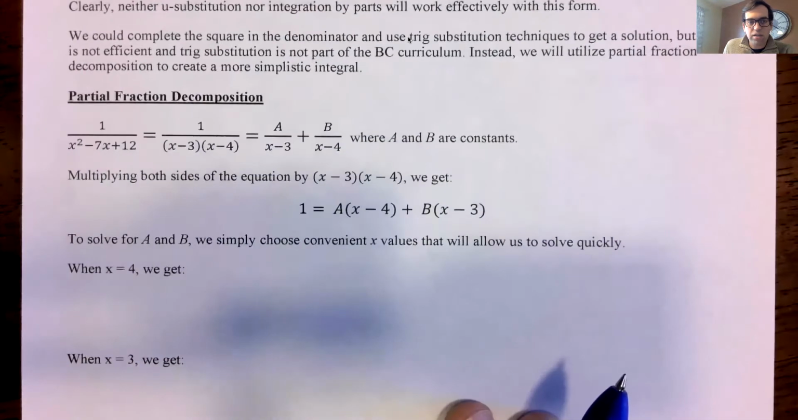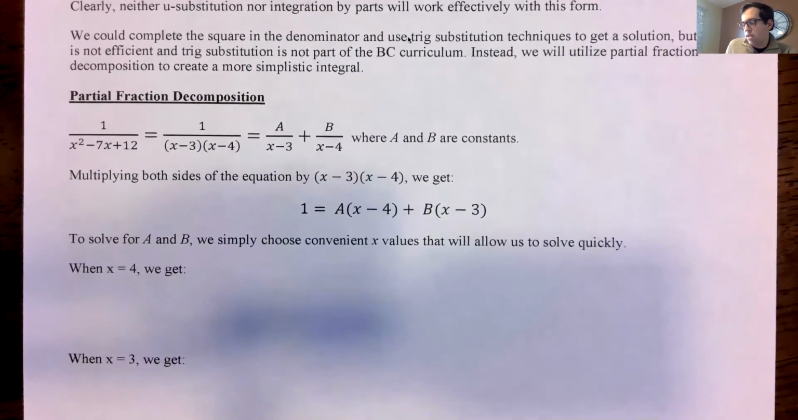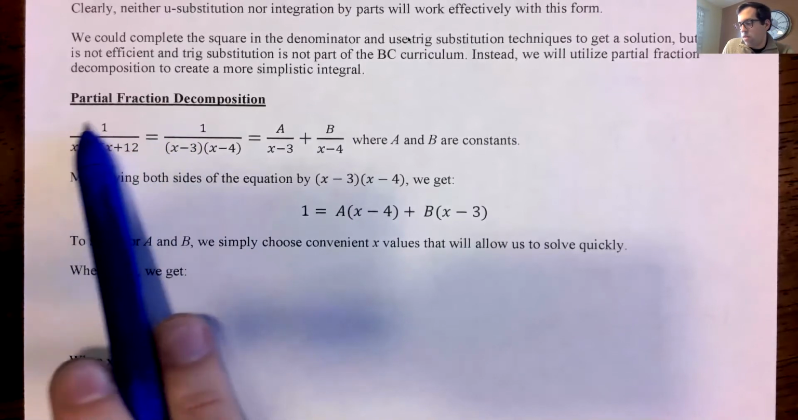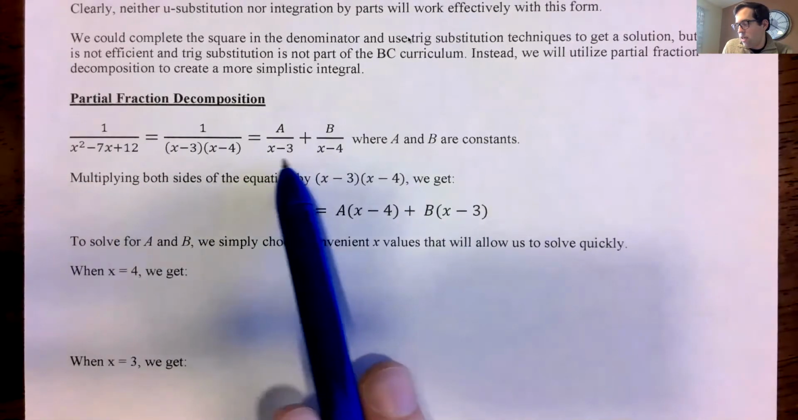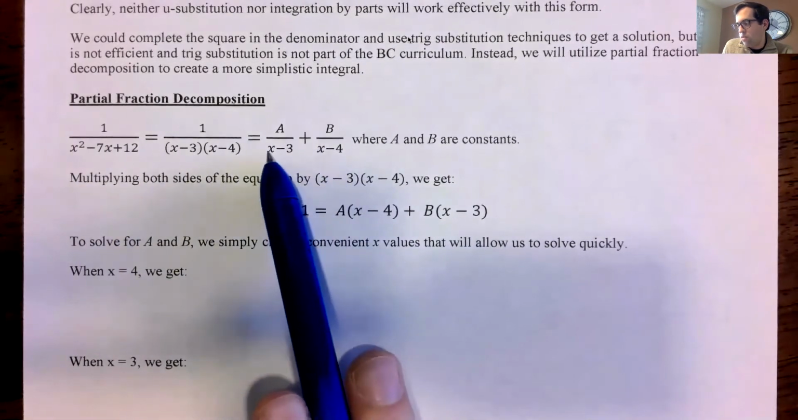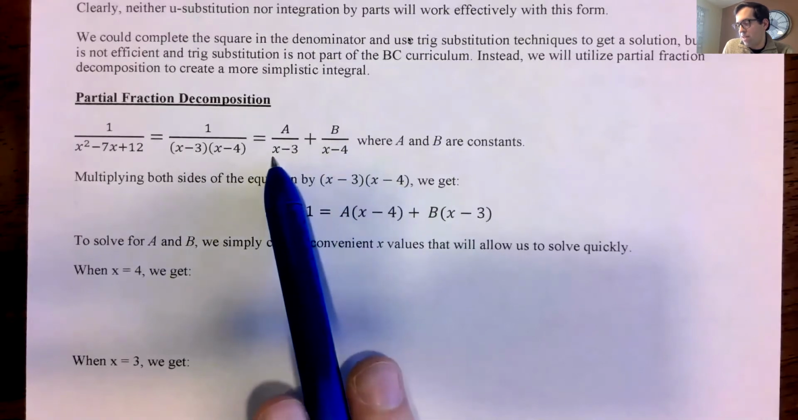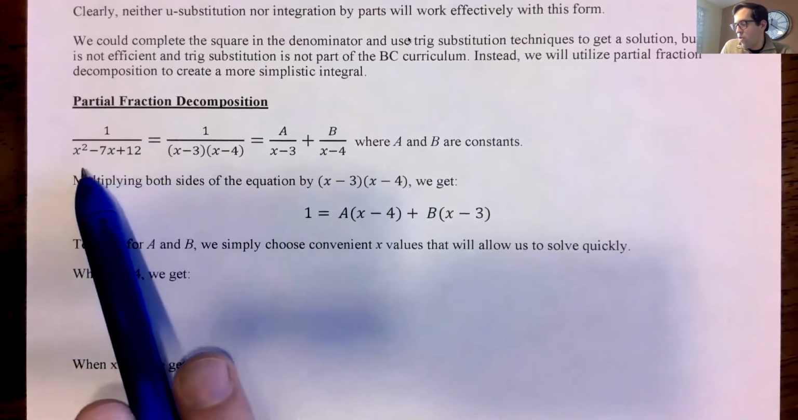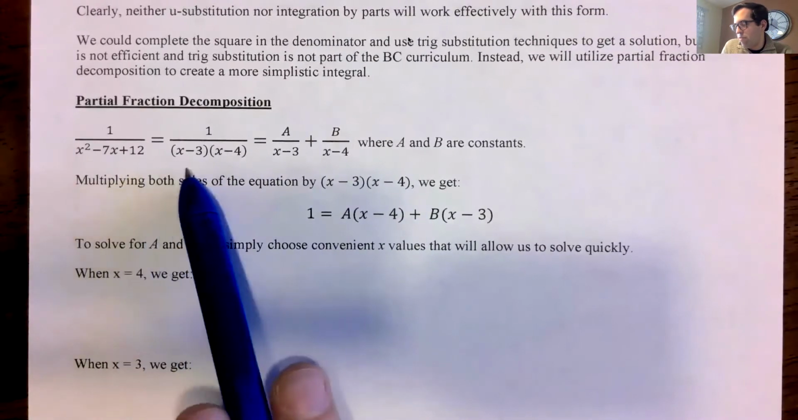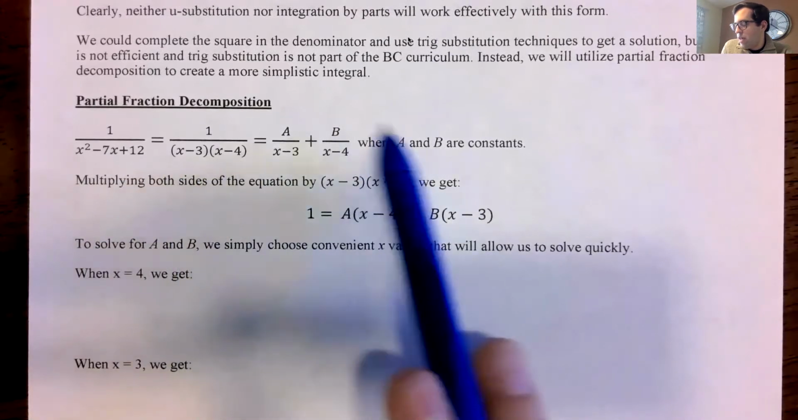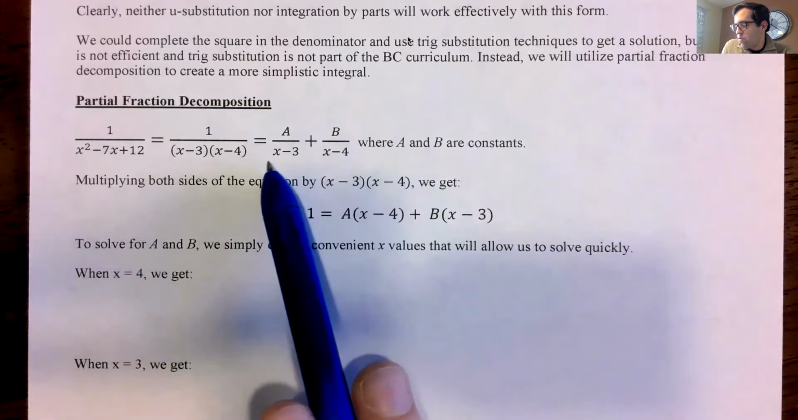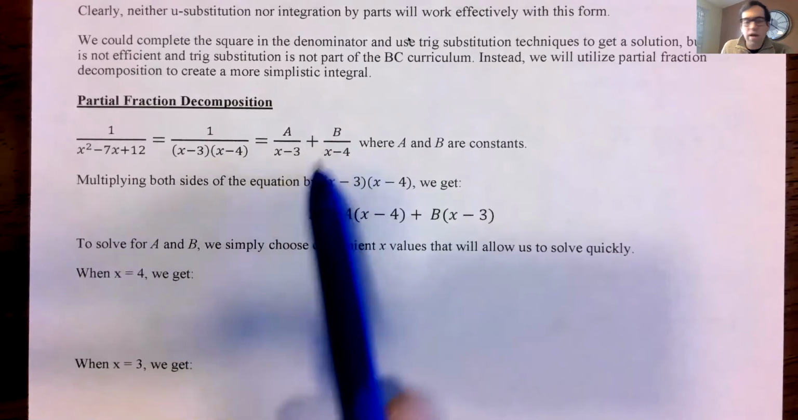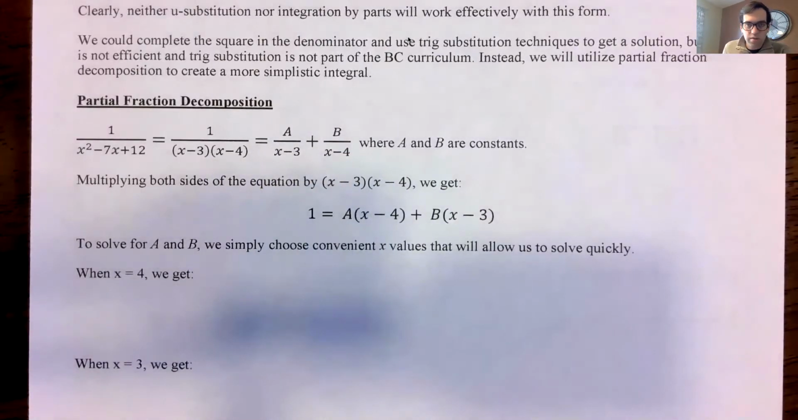So here's just a reminder of partial fraction decomposition. The goal is to decompose a more complicated fraction into two or more manageable fractions with linear denominators instead of a quadratic. Okay, so that's what we're looking for. To start, we factor the denominator. This denominator factors into x minus 3 times x minus 4. And then we split it into two fractions. One has the denominator x minus 3, and the other has the denominator x minus 4. We don't know A and B yet, but those are constants in our numerator.